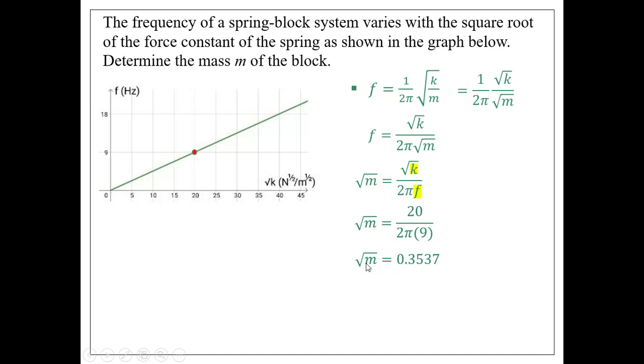But once again, the left side remains to be radical m. To get m by itself, square both sides. Squaring both sides gets rid of this radical. So that'll give you m. If you punch all this on your calculator, you should get a value of about 0.125 kilograms.